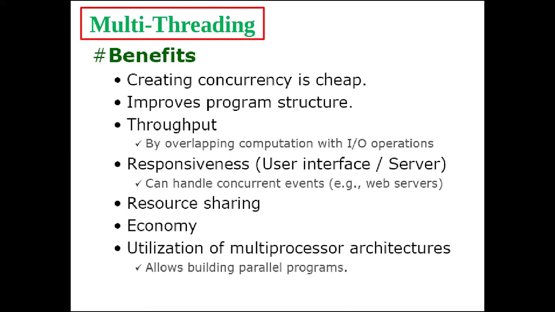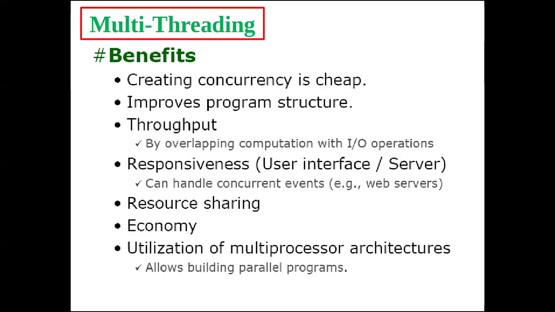Third is throughput. Automatically, throughput improves by making use of overlapping computations. And this happens because of overlapping computations with IO operations. One thread can perform computation, another thread can handle IO. Both can happen at the same time, and this increases the overall work time.